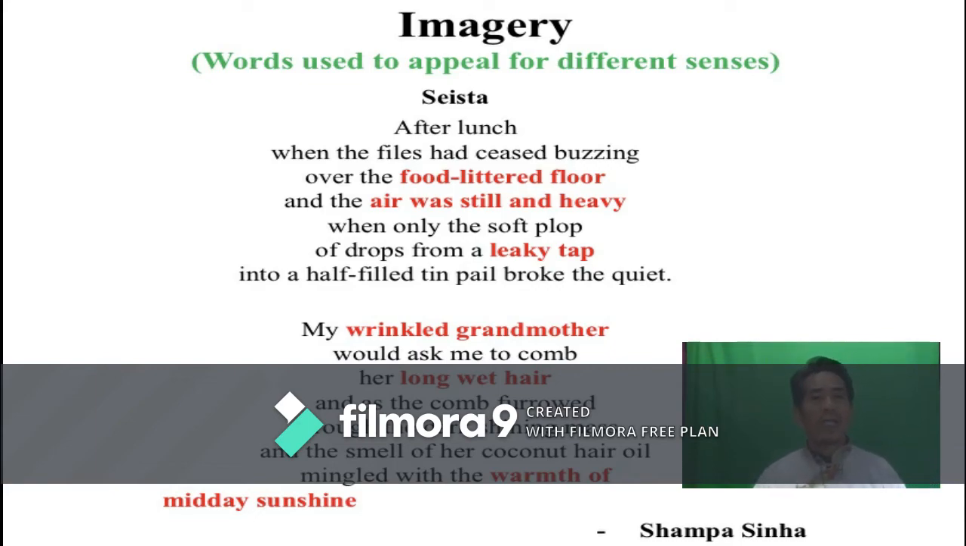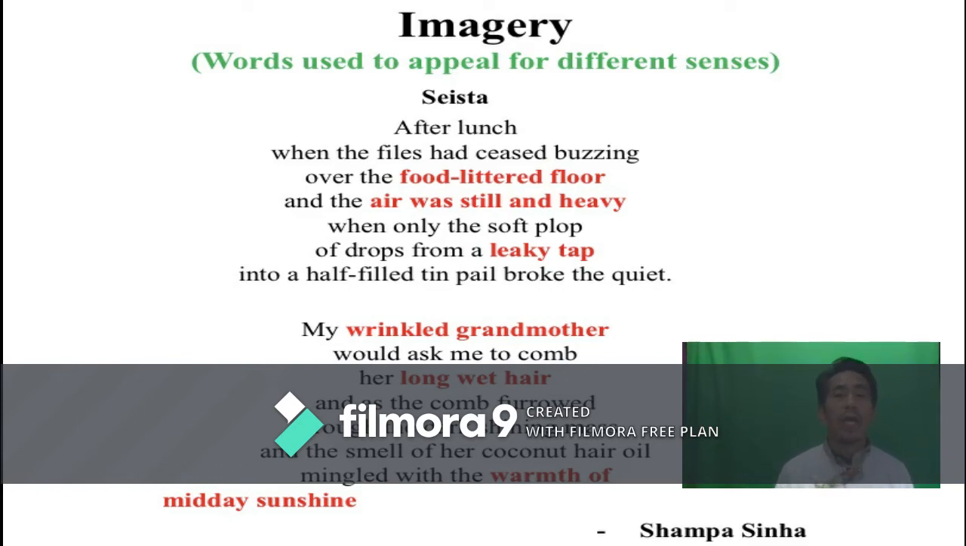After lunch, when the flies had ceased buzzing over the food-littered floor, and the air was still and heavy, when only the soft plop of drops from a leaky tap into a half-filled tin pail broke the quiet, my wrinkled grandmother would ask me to comb her long wet hair, and as the comb furrowed through the dark shining mass, the smell of the coconut hair oil mingled with the warmth of the midday sunshine.